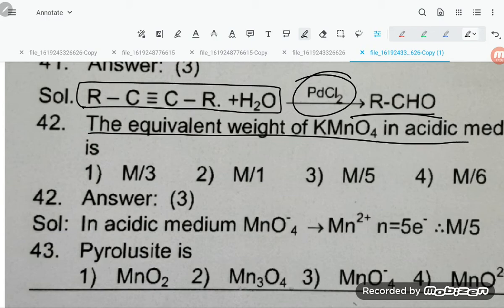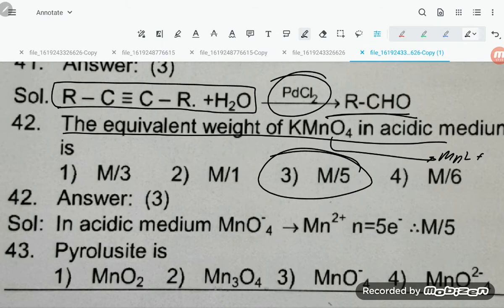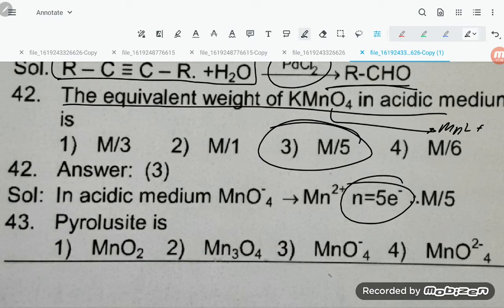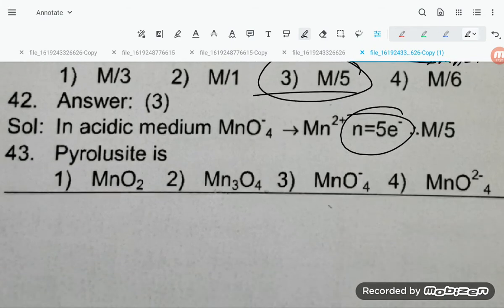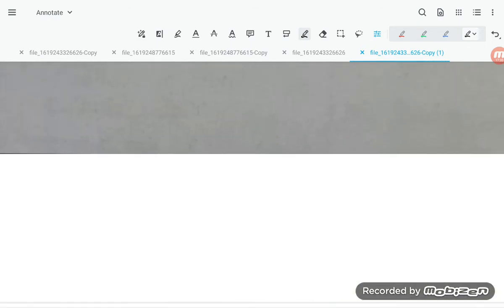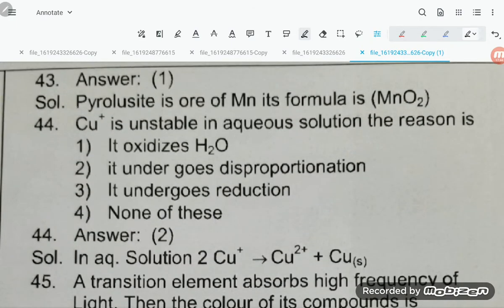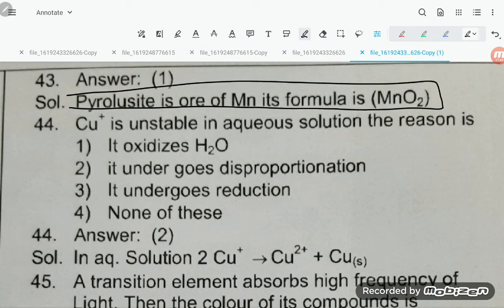The equivalent weight of KMnO4 in acidic medium is M by 5, because MnO4 minus changes into Mn2 plus, so the change in oxidation number is 5. Equivalent weight is molecular weight upon n factor, so M by 5. Pyrolusite is an ore of Mn, its formula is MnO2.